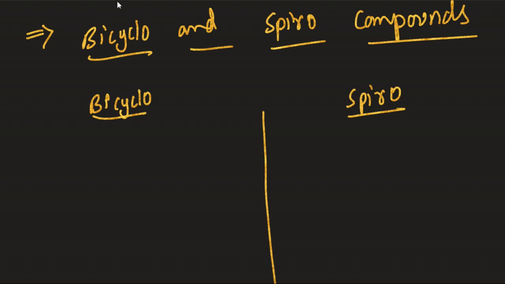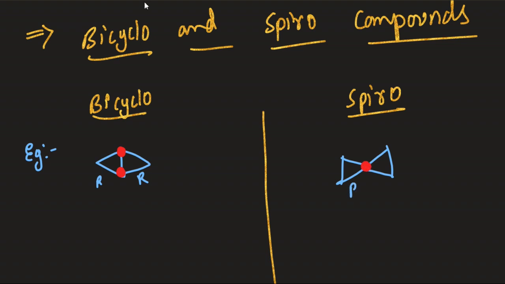So first of all, how do we understand whether the given compound is a bicyclo? If two cyclic rings are attached to each other, then we should call it bicyclo. First I will draw the structure, then you can understand more clearly. Here we have two rings, and here also we have two rings. If two rings have one common point, then you should call it spiro. If two rings have two common points, then we should call it bicyclo.